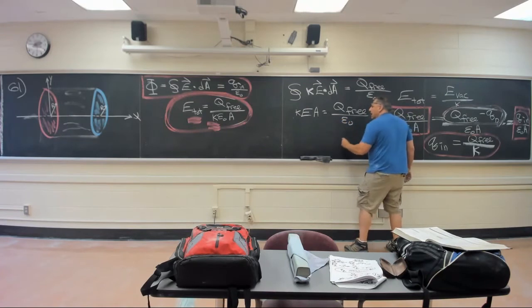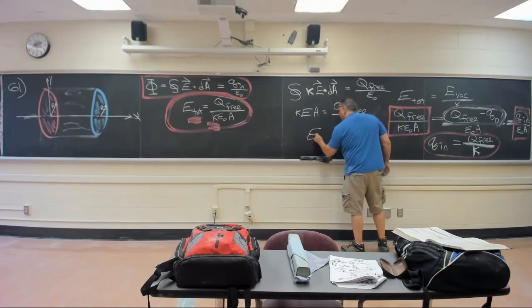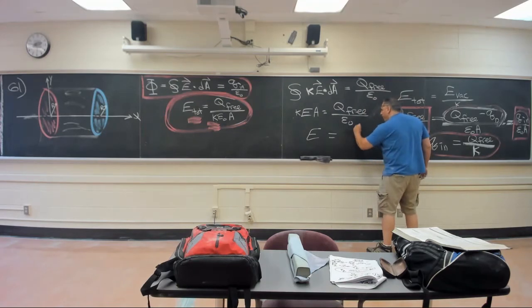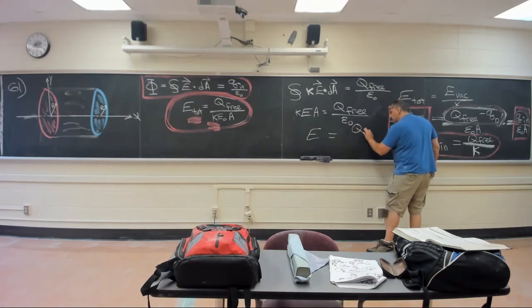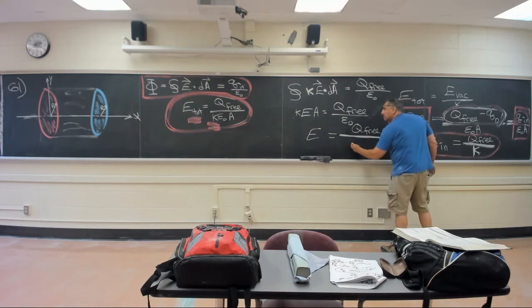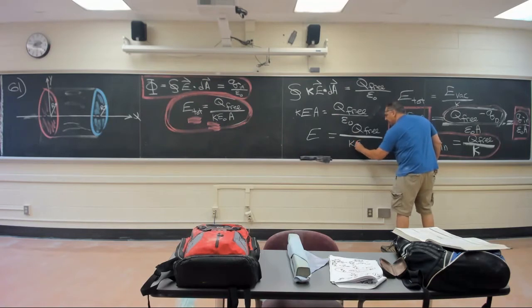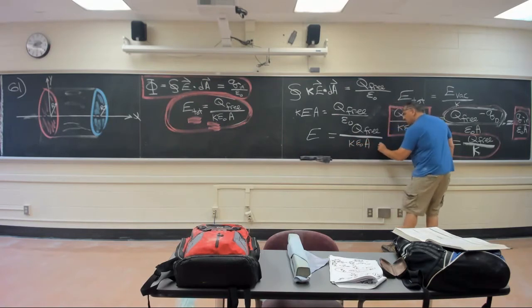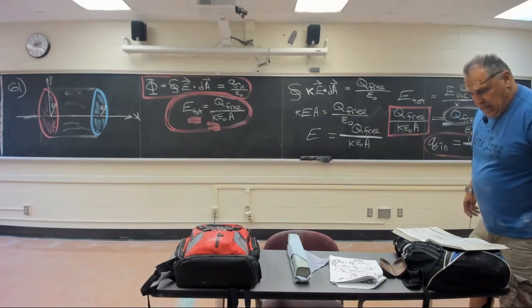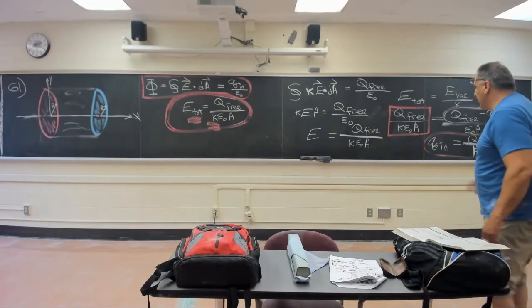over epsilon naught, divide by kappa A. Yeah, sure, it works.